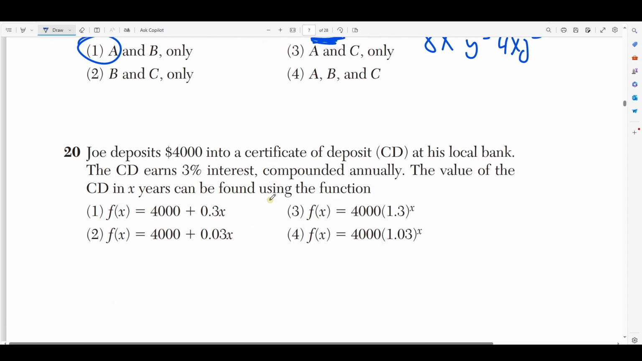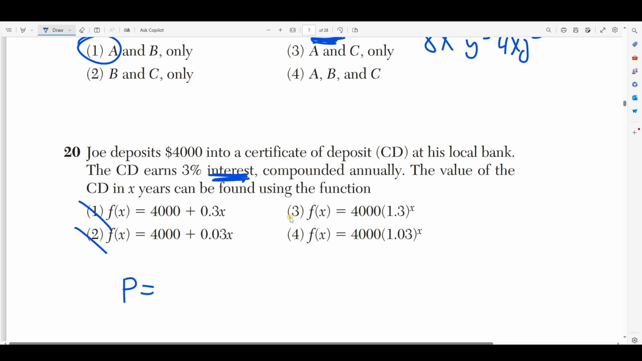So number 20 says, Joe deposits $4,000 into a certificate of deposit at his local bank. The CD, which is a certificate of deposit, earns 3% interest compounded annually. What is the value of the CD in x years? Right, so you're trying to find the function that tells you that. So if he deposits 4,000 originally, 1 and 2 are going to be off, right? Because if you earn interest, you need to put it into the interest formula.